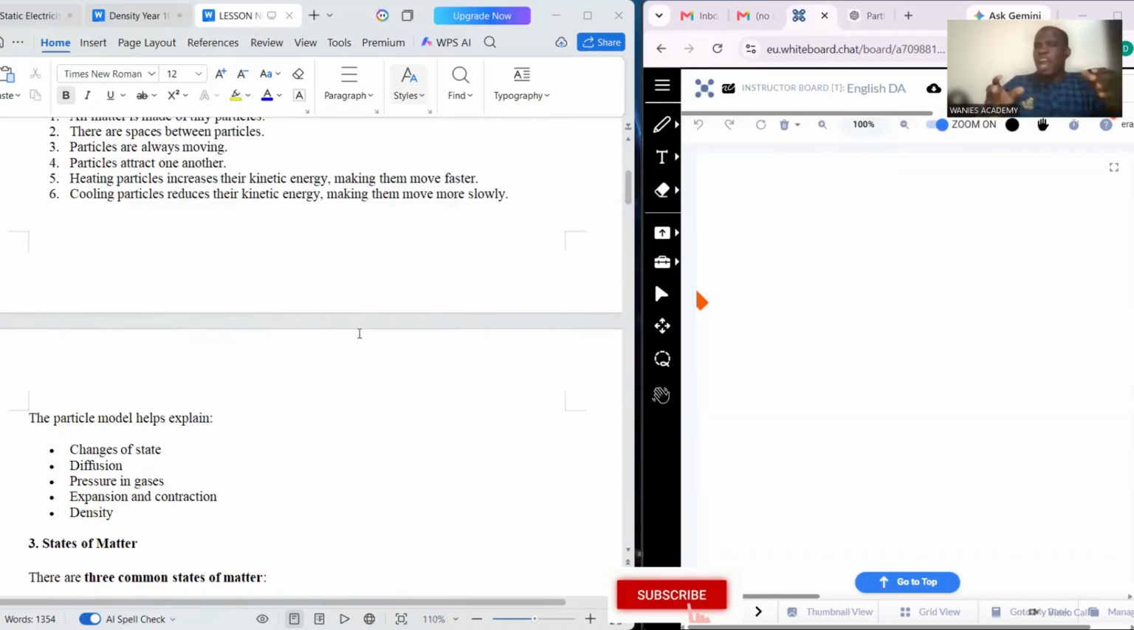So now, we are going to stop here for today. In our next lesson, we're going to look at the state of matter, the basic states of matter. And from there, we take it up and we advance into understanding the particle model of matter.